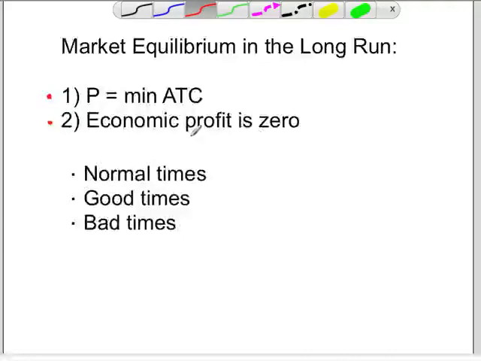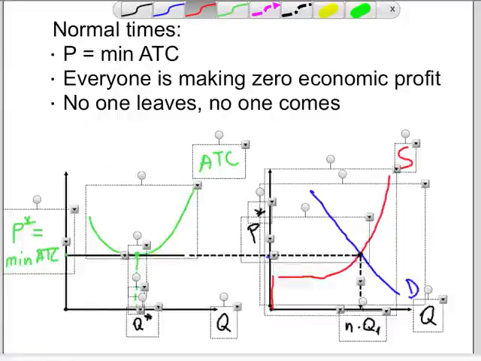And well, it's actually happening because in this situation, every company in this industry is making zero economic profit. And this is the condition of equilibrium, because if every company is making zero economic profit, then no one wants to leave, no one wants to enter this industry. It's as good as any other industry. So if this is true, then this is true, which means we have the long run equilibrium.